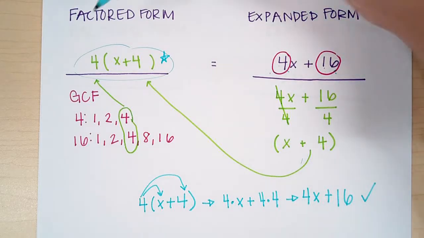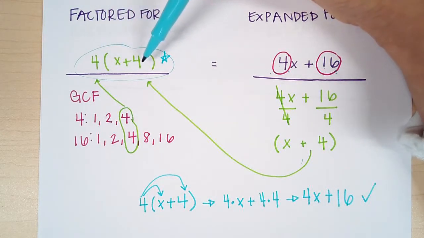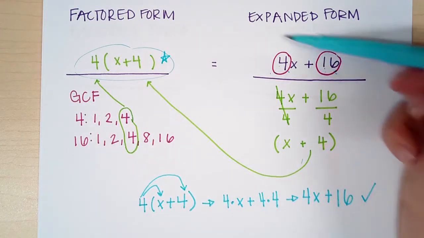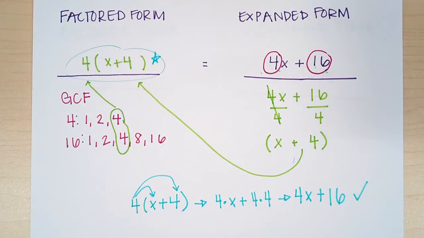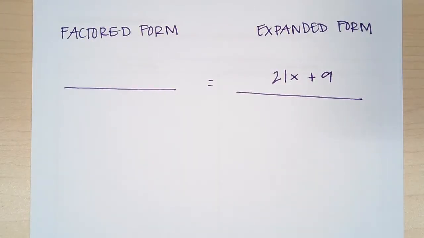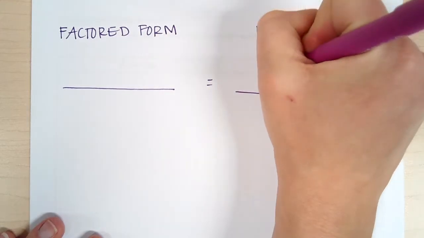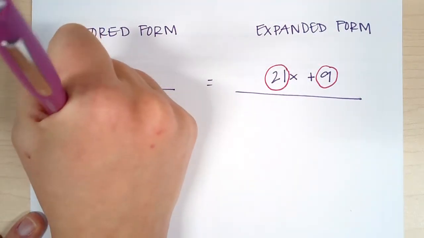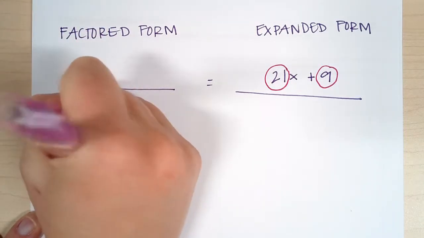When we distribute, we multiply. So then to go factoring, when we're going backwards, we want to divide. Let's try one more example together. Here I have the expanded form of 21x plus 9. My first step is to do what? Well, I want to find the GCF. What is the GCF of 21 and 9?